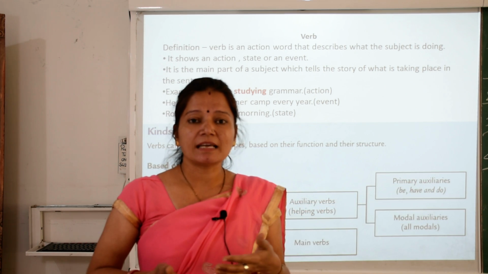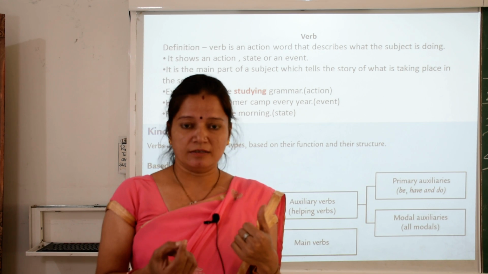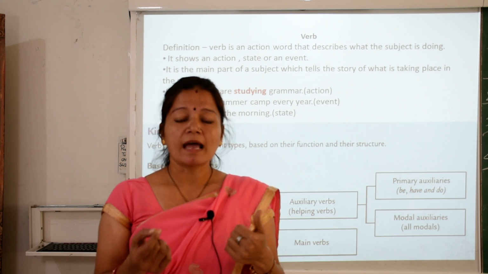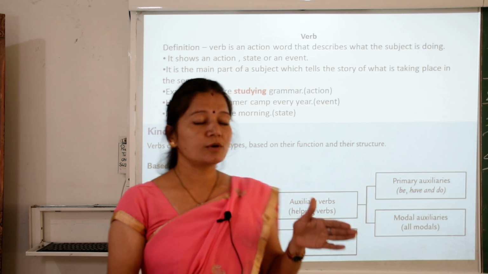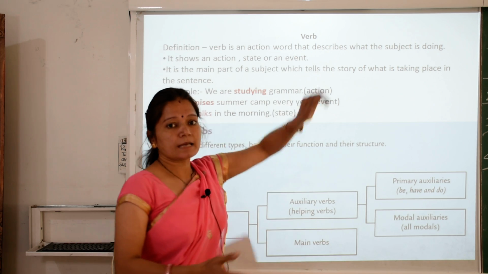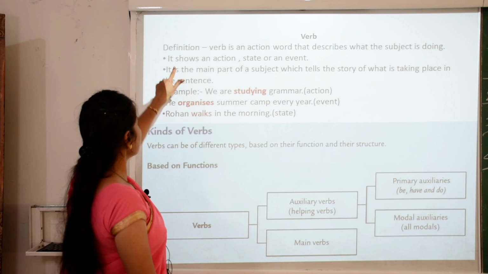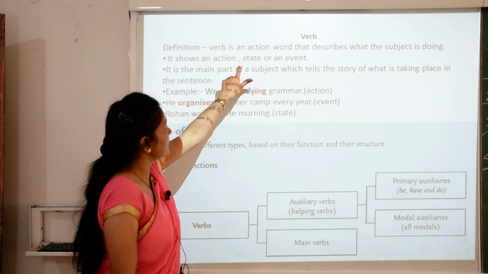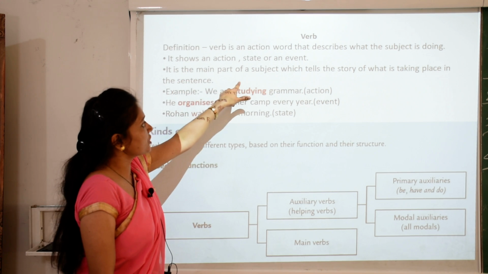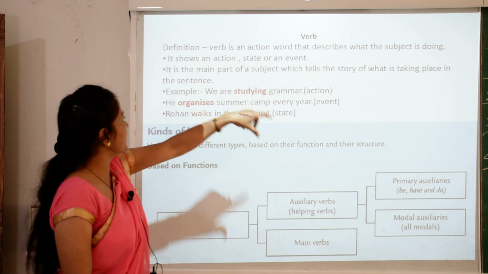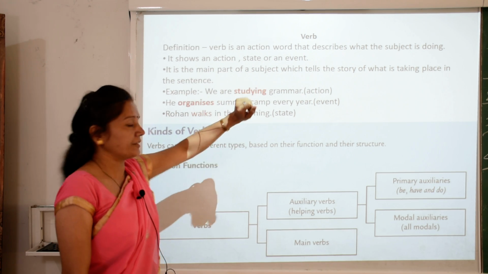If I say I'm teaching you, what am I doing? I am teaching. So teaching is my verb, and it tells about the subject, that I am teaching you. So verbs describe the subjects, and they are also action words. A verb shows an action, state or an event. It is the main part of a sentence, which tells the story of what is taking place in the sentence.